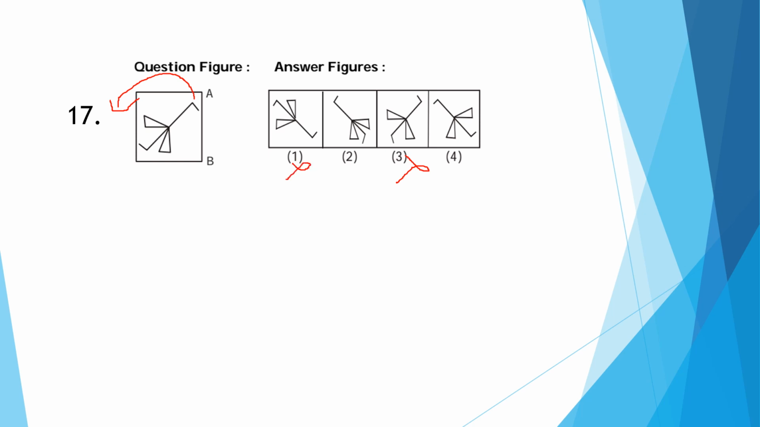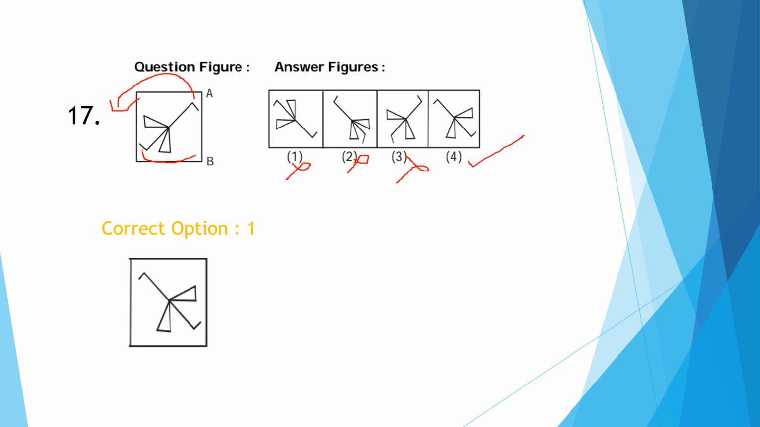Then check the second and fourth option. Second also something different than that of the question figure, so this one also not an option. So fourth one, observe this angle changing that side, this one turning this side. So fourth is the correct option. Sorry, here the answer is 4.